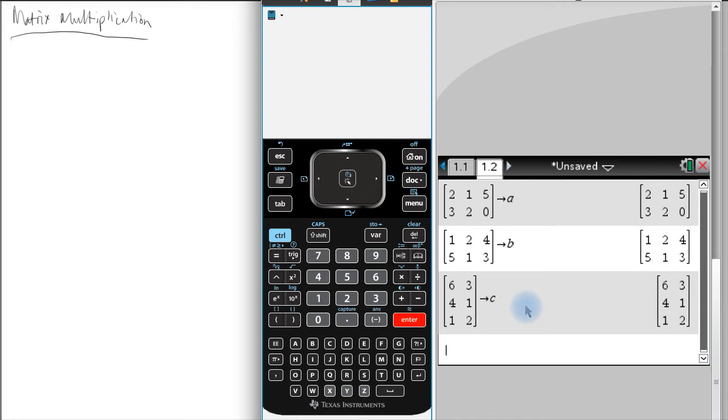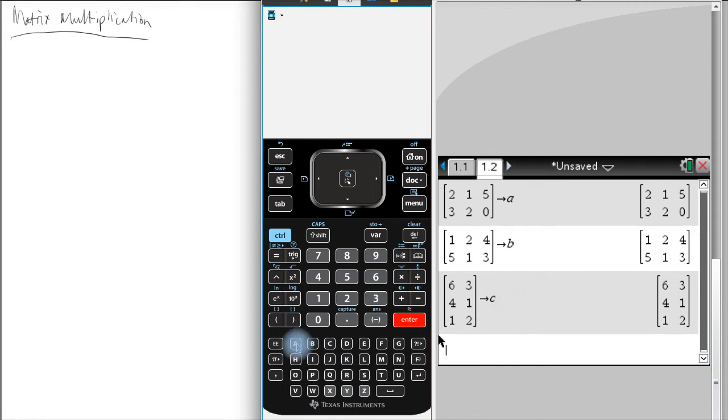What I'm going to try is just multiplying these together. Just keep in the back of your minds, A and B are the same size, 2 by 3. C is 3 by 2. With addition and subtraction, just to refresh our memories, if we try and add A and B, it will work because they're the same size. But if we add A and C, it won't work because they're different sizes.